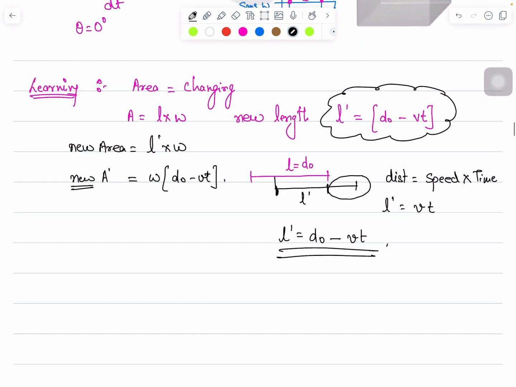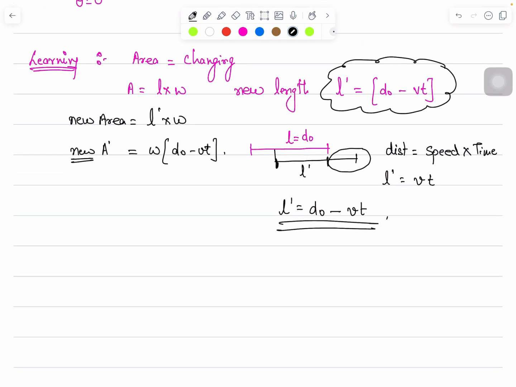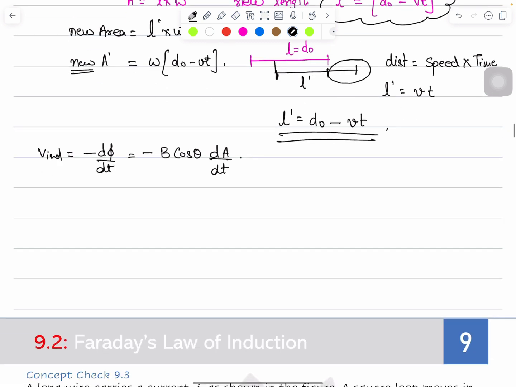So now just solve the question. So we have V induced is equal to minus d phi over dt. Area is changing. Okay, negative B cos of theta dA by dt. Clear? Okay, now time to solve it. What are the values? Negative B, cos of theta we already know. Cos of 0 degree is 1. Negative B dA by dt.